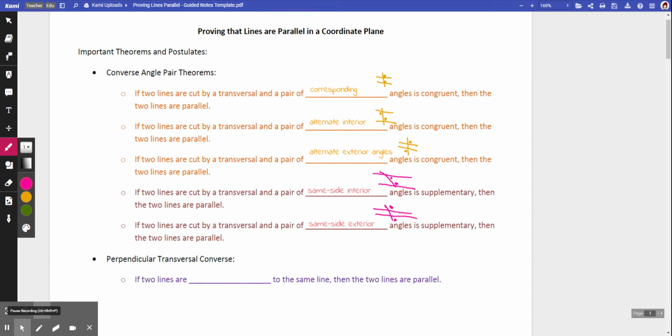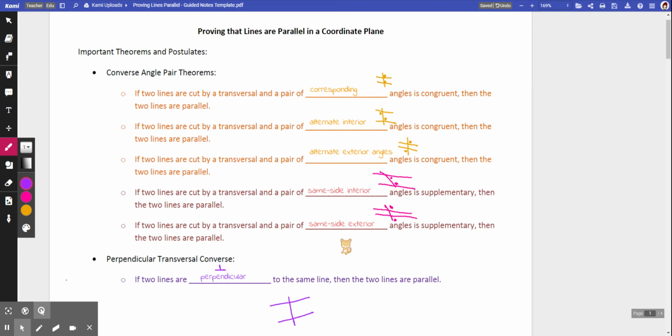Our last converse theorem to focus on is the perpendicular transversal converse. In our class, we didn't really talk about the perpendicular transversal theorem that much, but the perpendicular transversal converse comes up in some of the questions, so I wanted to mention it. If two lines are perpendicular, which is this little symbol here, this upside down T, to the same line, then the two lines are parallel to each other.